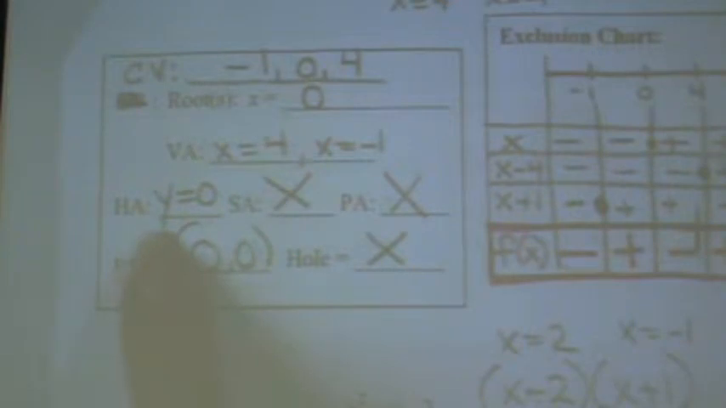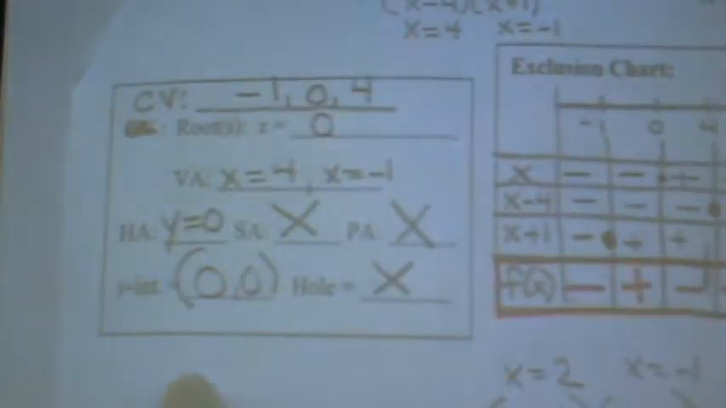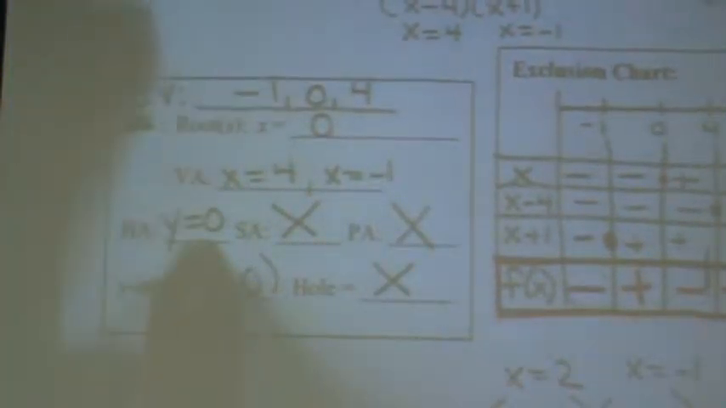If it's top heavy by 1, we have a slant asymptote. If it's top heavy by 2, we have a parabolic. It can't be bottom heavy and top heavy. It's one of these three. Now, if the degrees are the same, we have a horizontal asymptote that is y equals the leading coefficient of the top over the leading coefficient of the bottom. But that's not this case. These degrees are not the same. It's bottom heavy, so it's y equals 0.